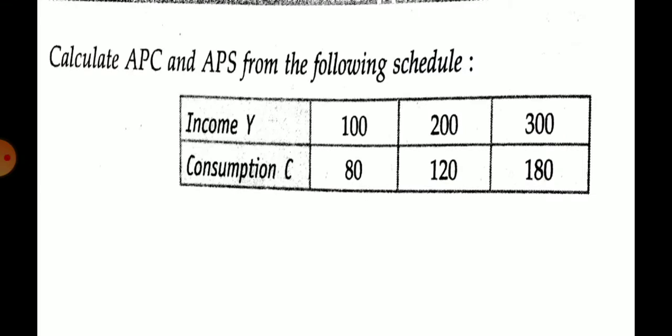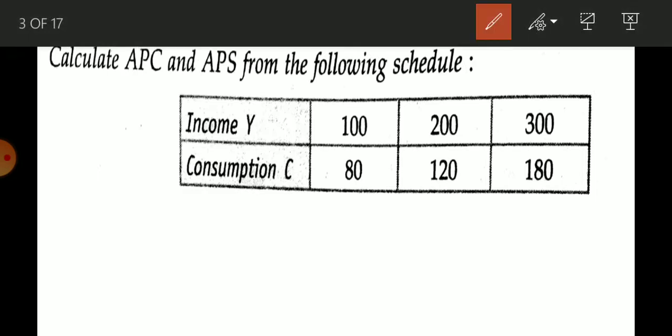Now first question is given, calculate APC and APS from the following schedule. Okay student, so here what is the equation of APC? APC is equal to C upon Y. So how are we going to calculate? We can calculate it directly.